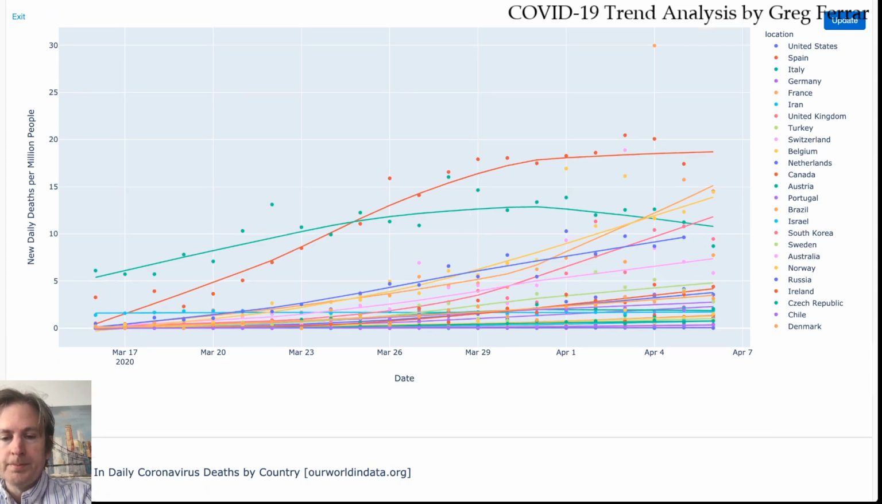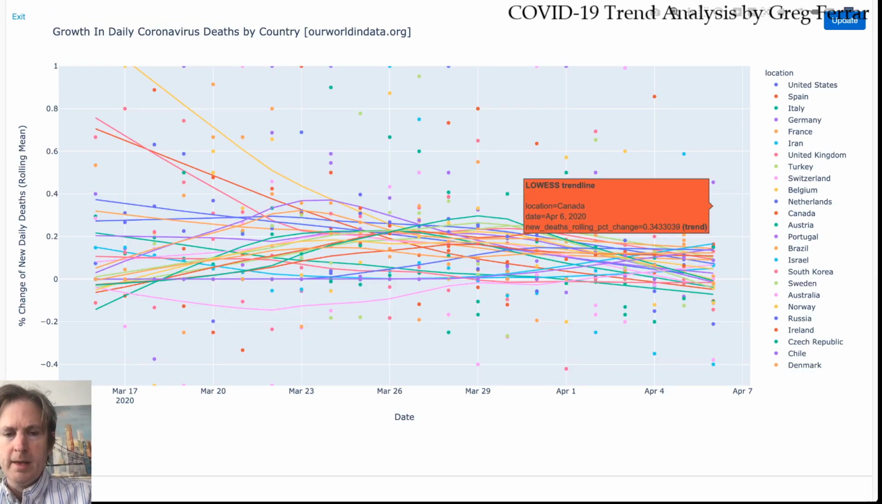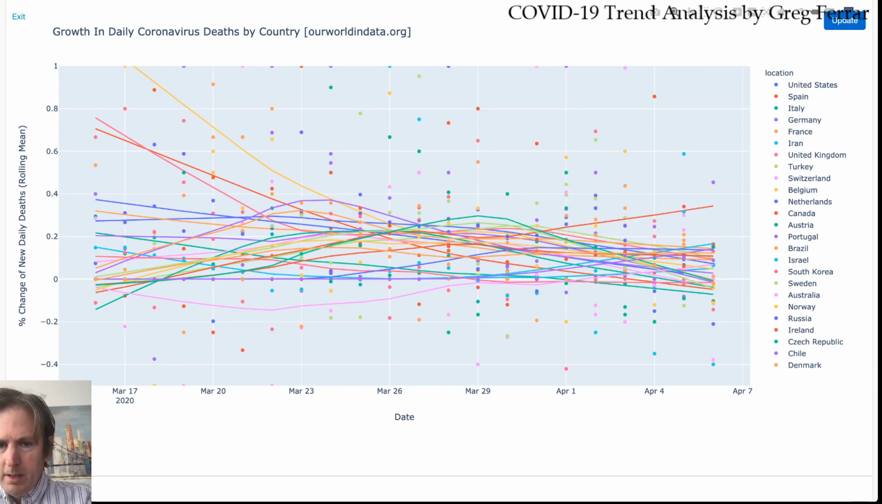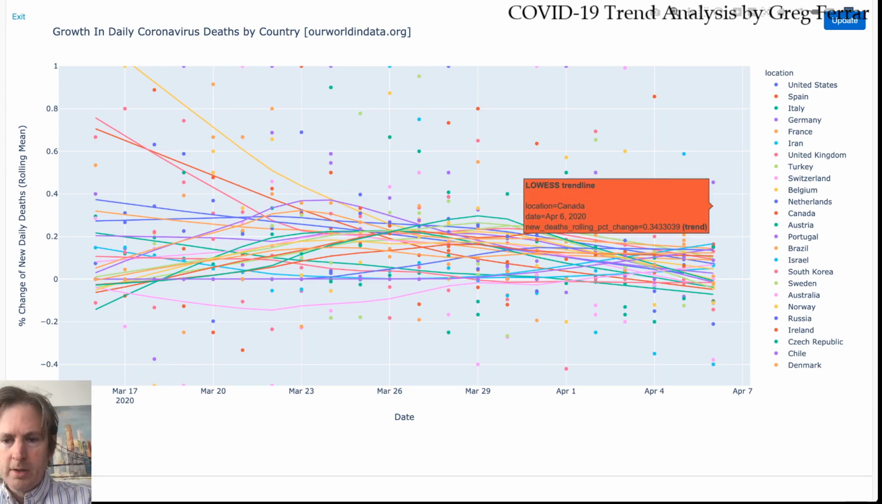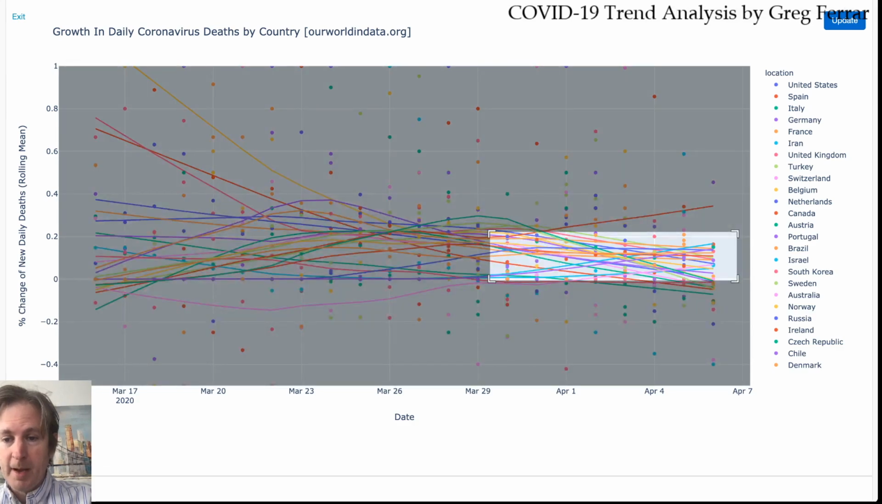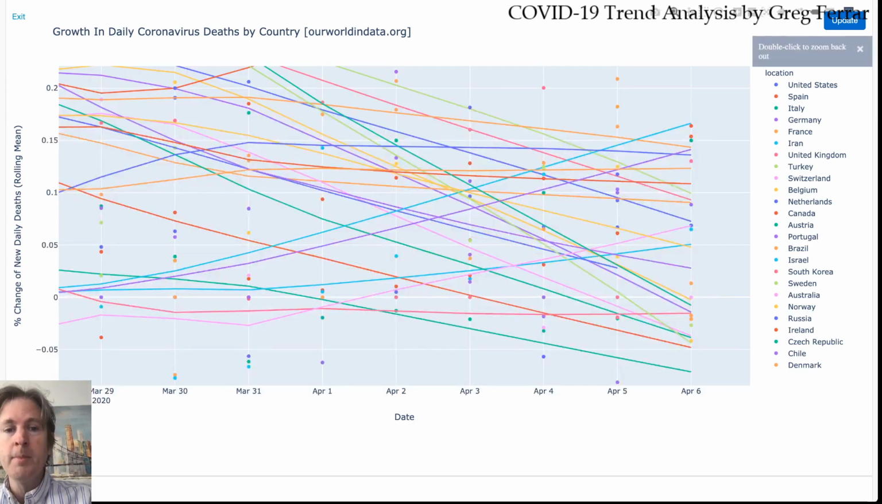Let's take a look at this in the rope chart. Canada, oddly, is kind of off the chart here with a 34% growth rate of deaths. Interesting. I'm not going to speculate too much on that one. I'm going to look at the main cluster.